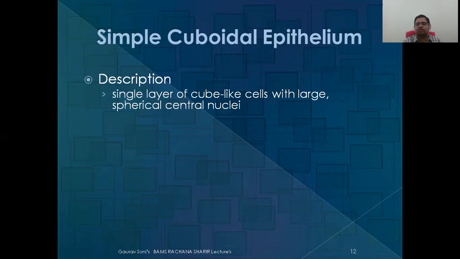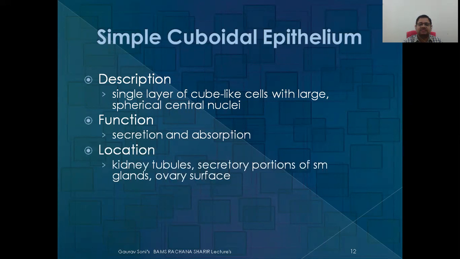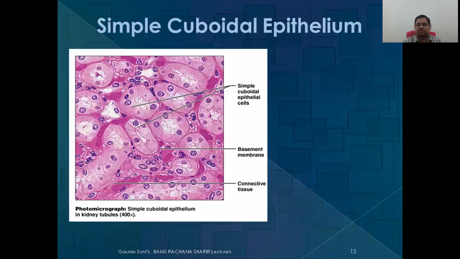Next is simple cuboidal epithelium. So it will be single layered and cube-like. Just by the help of the name, we can get some characters. It is a single layer of cube-like cells with large spherical central nuclei. Functions will be secretion and absorption. Location is basically kidney tubules, secretory portions of small glands and ovary surface.